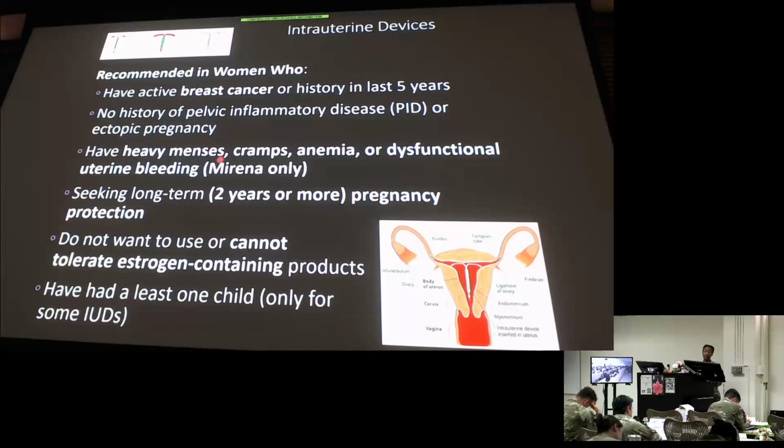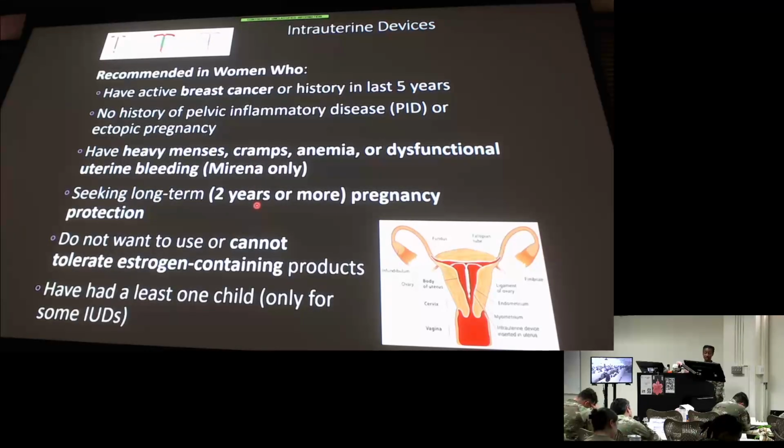You see here that some of these are specifically for heavy menstrual cycles. So when you look at your Mirena, this is why it says Mirena only. So for someone who has a lot of cramping, very heavy cycles, we can use this a lot. They're usually going to be anemic because they're bleeding so much from their cycles. So this has that FDA indication to be able to use your Mirena specifically for that.